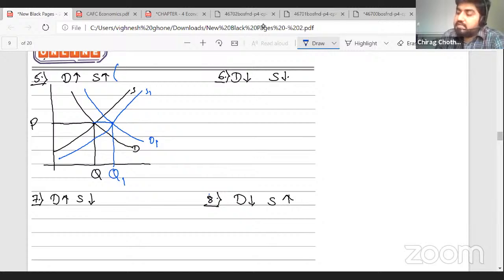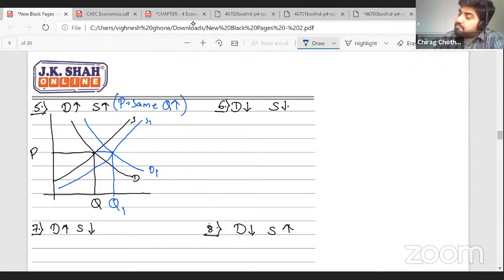Look at the new equilibrium quantity and the new equilibrium price. Right? What is happening, guys? Price remains the same, but equilibrium quantity increases. So the moral of the story is, if there is a change in demand and supply, but simultaneously they both increase in the same proportion, then the equilibrium price will remain constant, but equilibrium quantity will increase. Okay, next one.